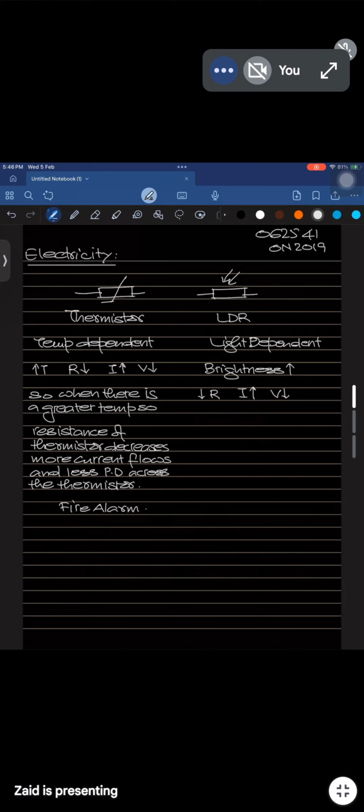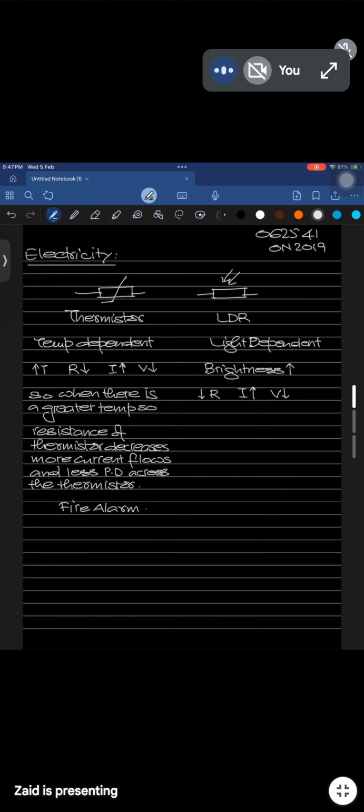Just think about a burglar alarm. There's just darkness, and some intruder has just stepped in with some light, a torch light. As soon as the LDR detects some light, its resistance decreases, current starts flowing in, and the alarm buzzes. LDR works in bright conditions, when there is brightness. Are you getting it or not?